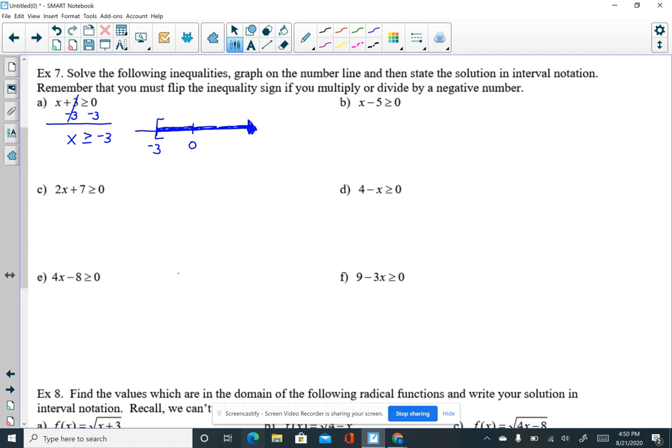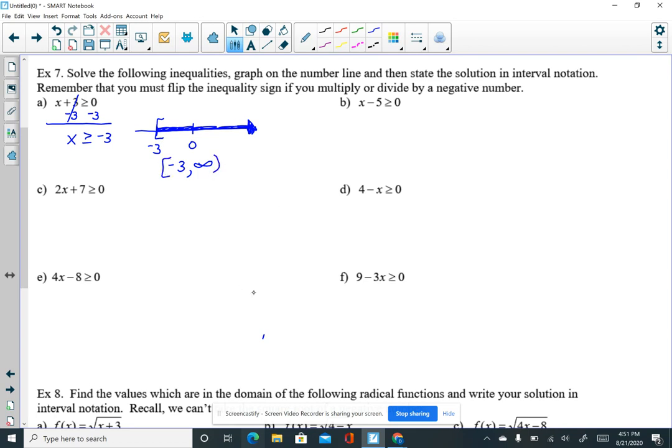Now, in terms of writing this in interval notation, you state what's being graphed. So the leftmost point on this graph is negative 3, and then it goes to the right forever, so it'll be going to infinity. The negative 3 will get a bracket, and infinity always gets a parenthesis.